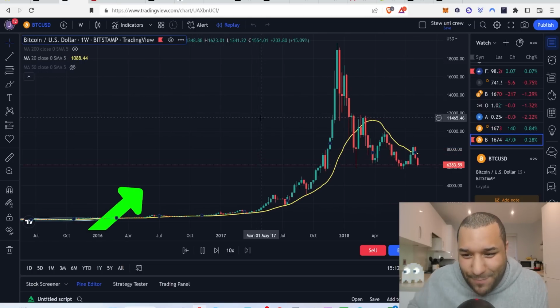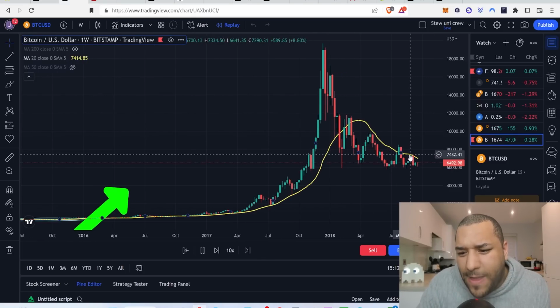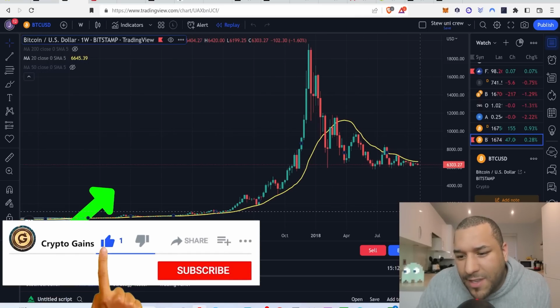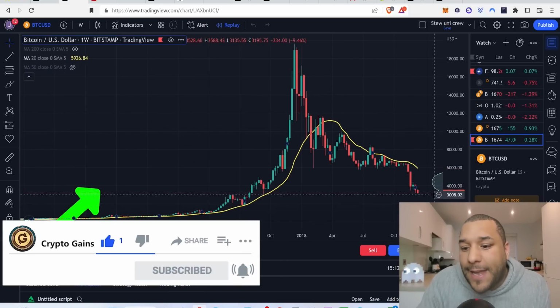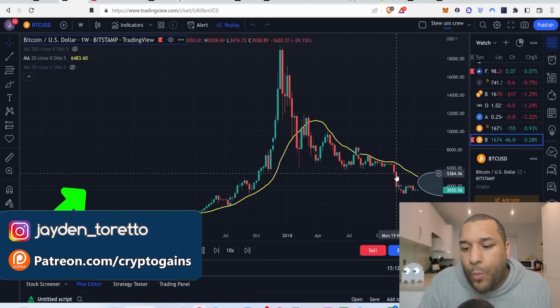Look, it tried to break above, got rejected, came straight back down. This line was just so strong, it couldn't break it, and eventually it had to give here, and it just collapsed straight down. I remember this back in 2018, 2019. I remember this.